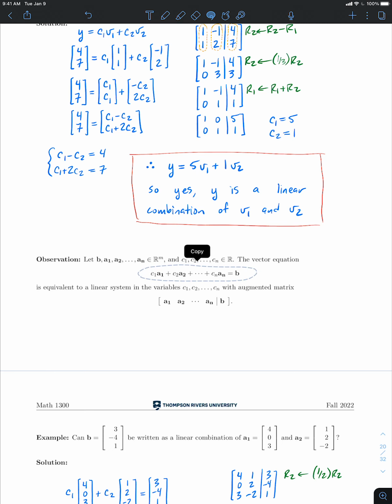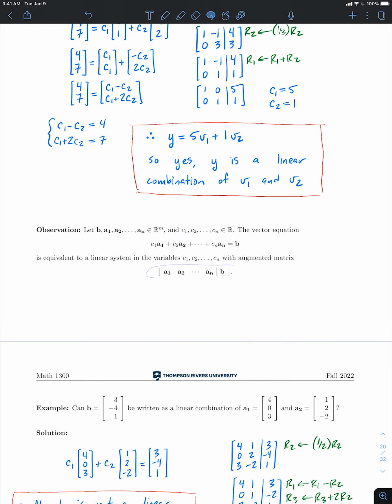Maybe it's true, maybe it's not. It depends on what the vectors B, A1, A2 up to AN are, and also on what the scalars C1, C2 up to Cn are. This equation may be true or it may be false. But regardless of whether it's true or false, the equation is going to be equivalent to this system.